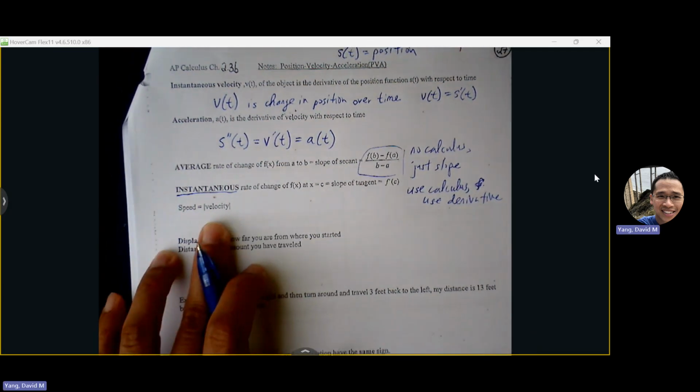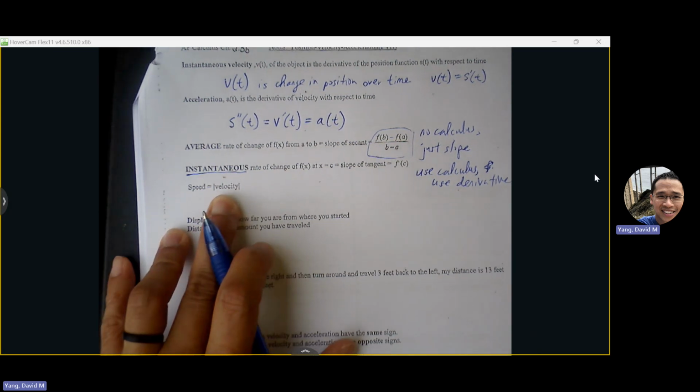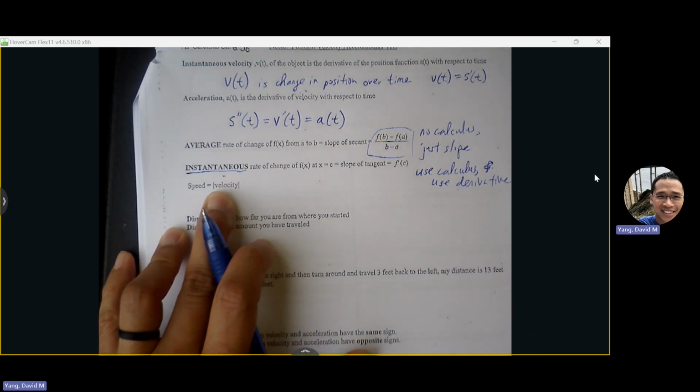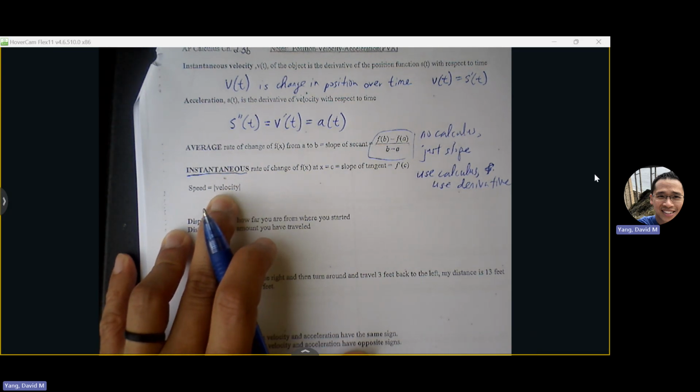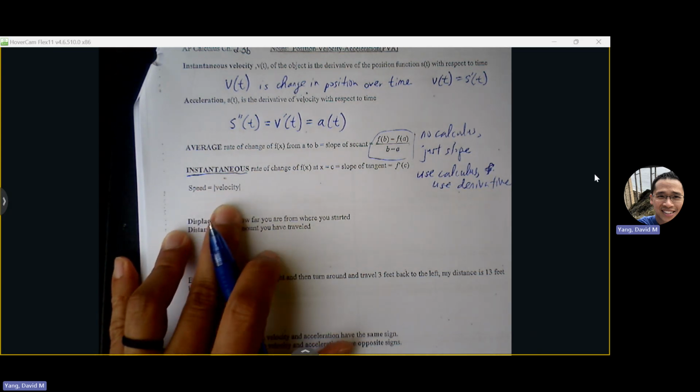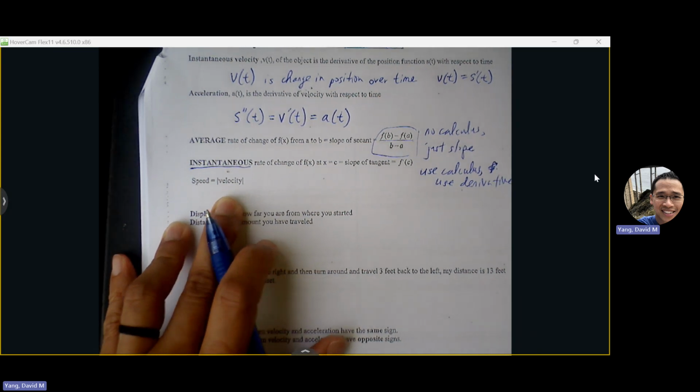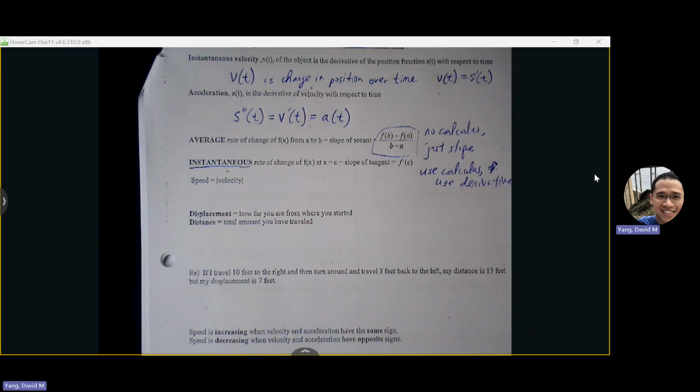Okay, so speed is related to velocity. Speed is the absolute value of velocity. So velocity has direction. You can have positive velocity, you can have negative velocity. Usually that indicates which direction the object is going. Velocity can be positive, could be going up. Negative velocity could be how fast the object is going downward. But speed is always positive, right? You could be going up, you could be going down. It's always the positive version of velocity.